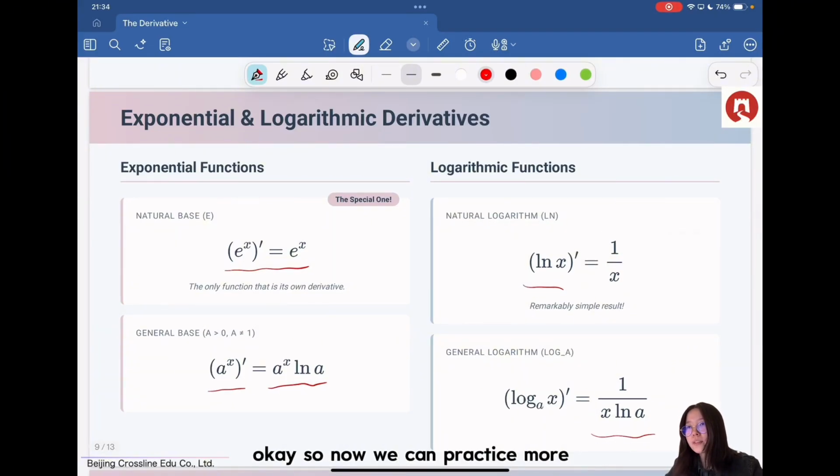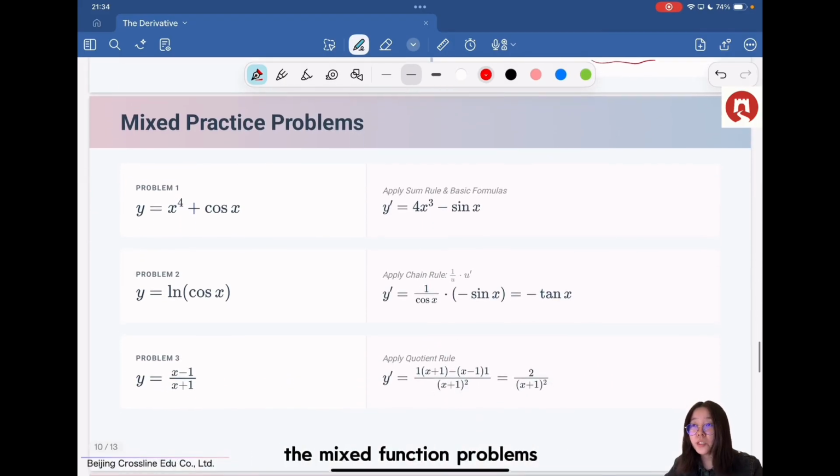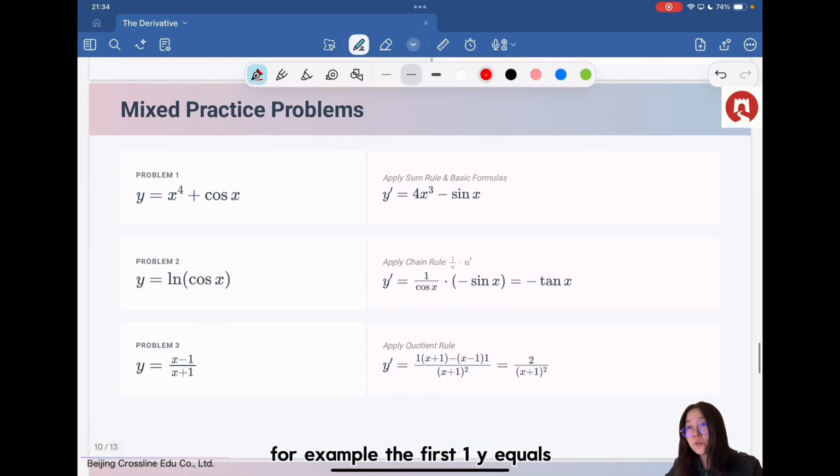So now we can practice more the mixed function problems. For example, the first one, y equals x to the 4th power plus cosine x. So we can recognize it as the sum rule and use the basic formulas. It becomes 4 times x to the 3rd power minus sine x.